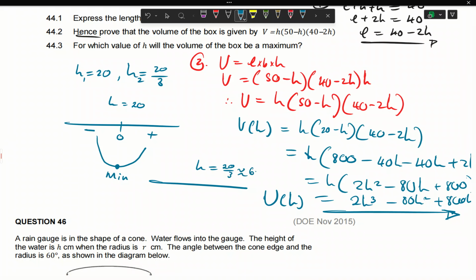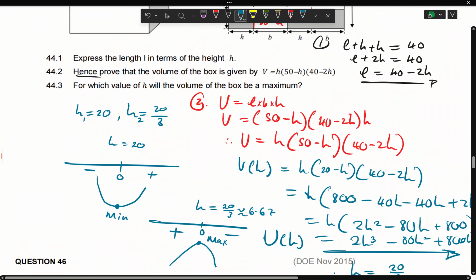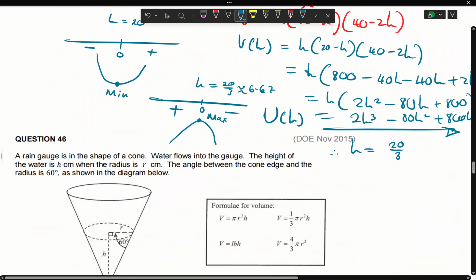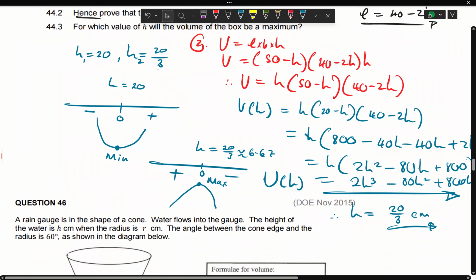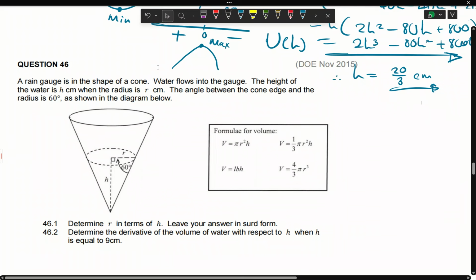Now, when we tried substituting h equal to 20 over 3, which is approximately 6.67, we know at the maximum or stationary point that the gradient is 0. We substitute and then we have positive and then negative. So you see your function is increasing, then 0 there, and then decreasing. It gives you a maximum. So therefore, h has to be 20 over 3. And let's check the units, the centimeter. So h has to be 20 over 3 centimeters for the volume to be a maximum. You can conclude, guys.